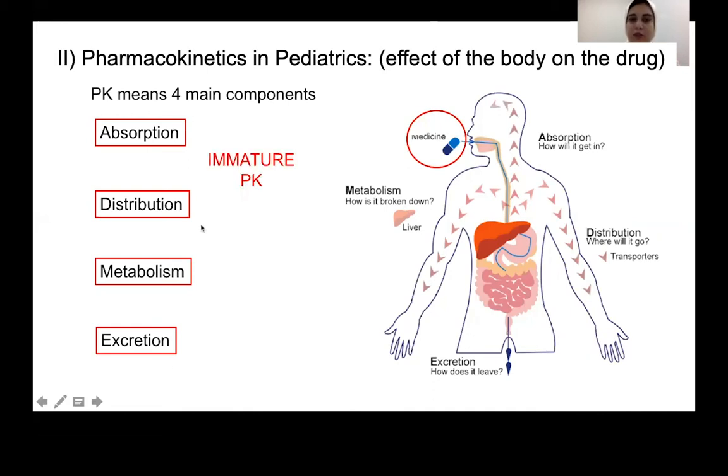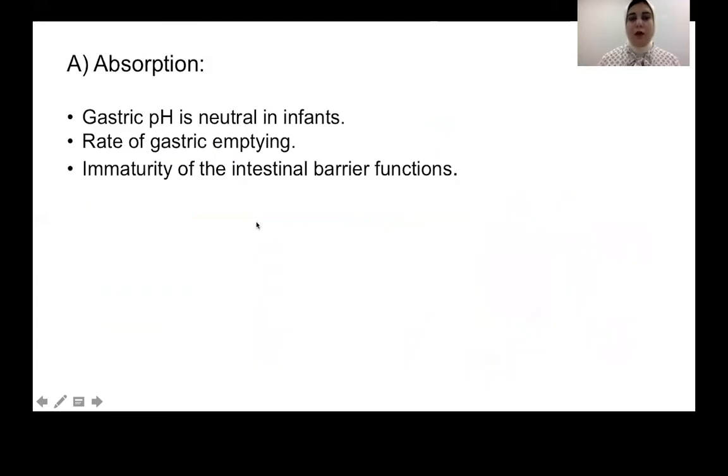Why is it important to study them? Because in pediatrics, pharmacokinetics can be immature due to an immature body system, so we can have severe adverse reactions and toxicity, or we can have disturbed or immature pharmacodynamics. And this is, of course, not desired in the pediatric age group. So I'm going to show you in detail the four main topics of pharmacokinetics.